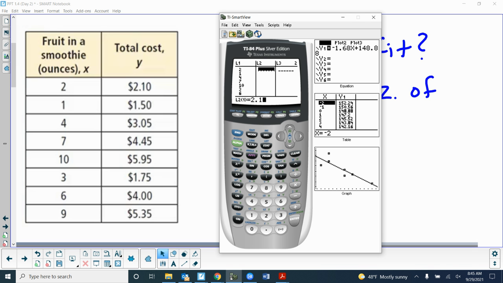And then $2.10, $1.50, 305, 445, 595, 175, $4, 535. All right, so I have my second list in.